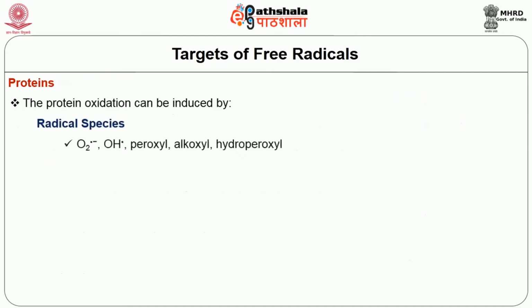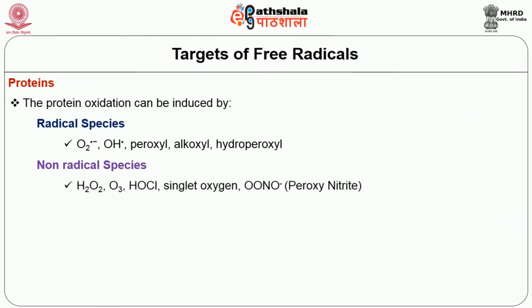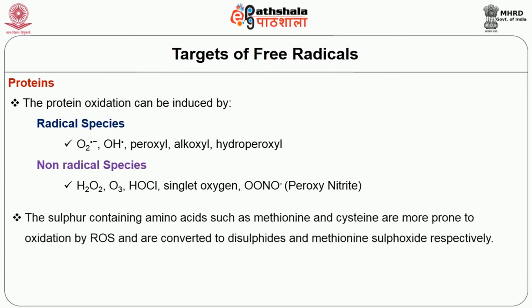The next biomolecule is proteins. Protein oxidation can be induced by radical species such as superoxide anion, hydroxyl, peroxyl, alkoxyl, hydroperoxyl, as well as non-radical species such as hydrogen peroxide, ozone, hypochlorous acid, singlet oxygen and peroxynitrite. The sulfur-containing amino acids such as methionine and cysteine are more prone to oxidation by reactive oxygen species and are converted to methionine sulfoxide and disulfides respectively.